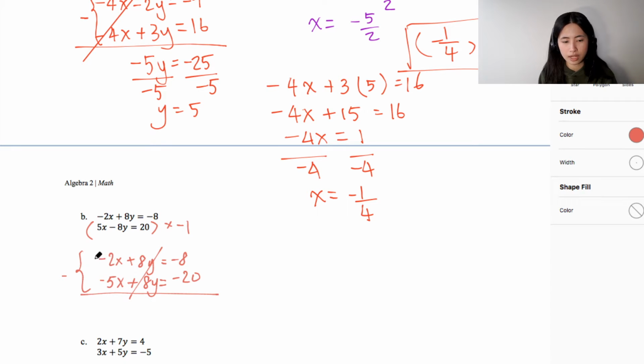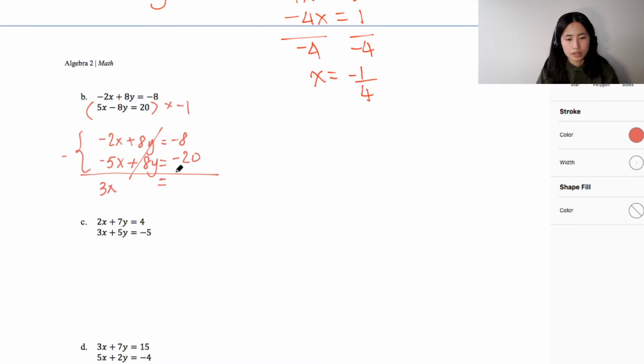So as you can see, you have negative 2x minus negative 5x, so that's negative 2 plus 5, right? Essentially this would give you 3x, and this is equal to negative 8, and you have the negative sign over here, which gets distributed to negative 20, so that's just going to be positive 20 minus 8, and that's equal to 12. So dividing both sides by 3, you're going to get x is equal to 4. And this is positive 4, right?